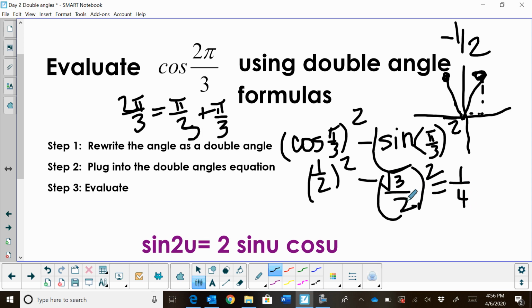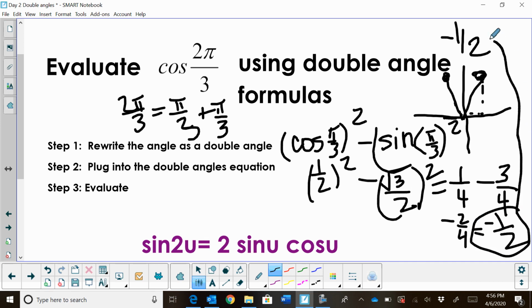And then √3 over 2, I've got to subtract that, and that's going to give me √3 squared is just 3. And then 2 squared is 4. So 1/4 minus 3/4, that's -2/4. And what do we know -2/4 is equal to? -1/2. Well, there you go. I just showed you that this formula does indeed work.